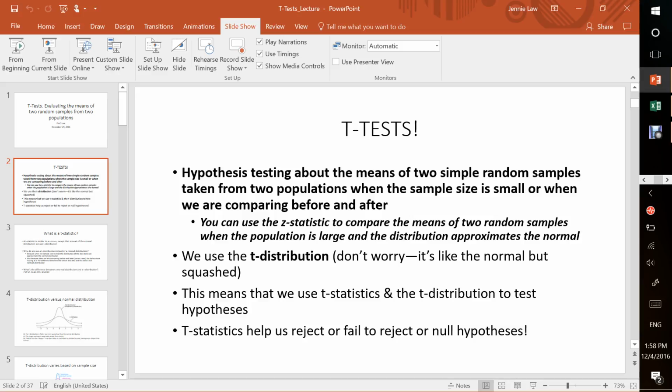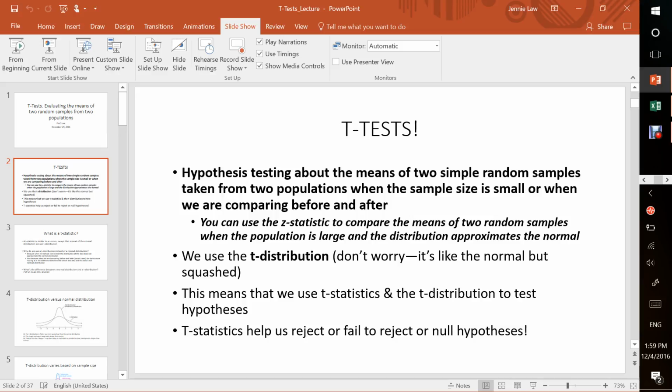So the way to think about this is if you have two populations, you might be talking about a population of cats or a population of dogs or a population of students from UAlbany or a population of students from St. Rose. So you're looking to examine the similarities or differences in the means between these two populations based on two random samples, one taken from each of the populations.